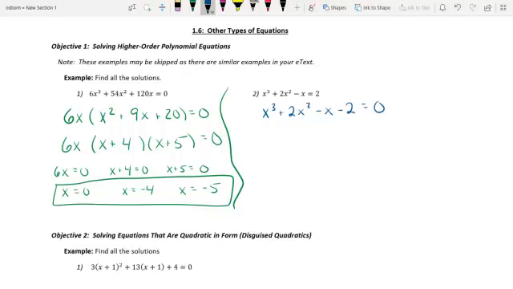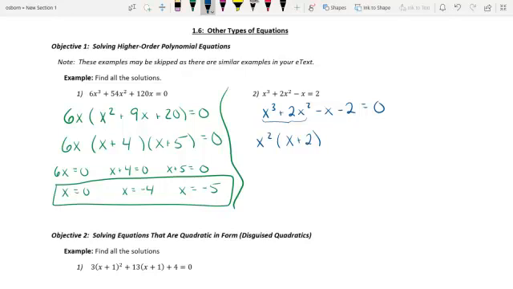Now I want to look to see if I can factor out a greatest common factor, and here I do not have one. But I do have 4 terms, and whenever I have 4 terms, that's a big indicator to me that I can factor by grouping. So I'm going to group these first 2 terms together and figure out what I can factor out from them. And I see I can factor out an x squared. If I do that, that gives me x squared times the quantity x plus 2.